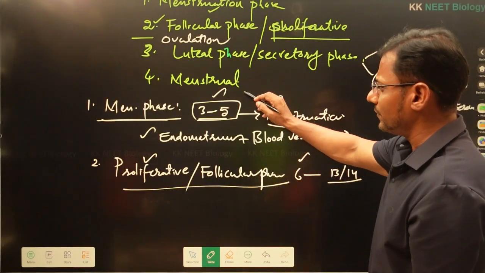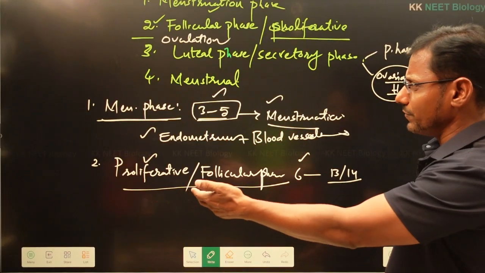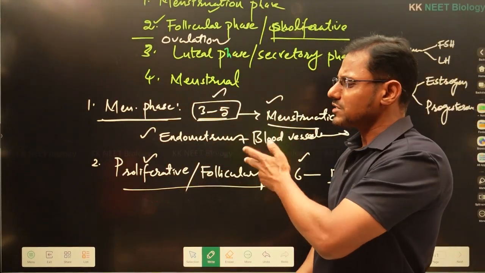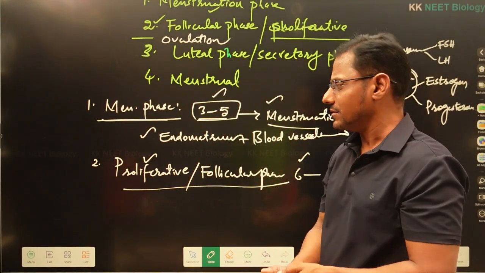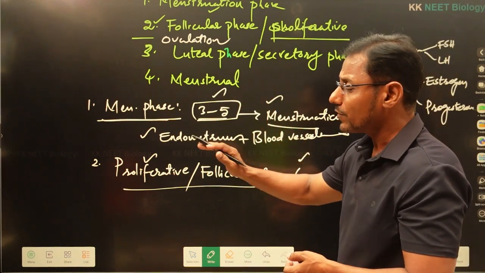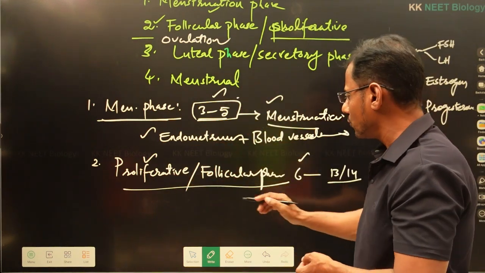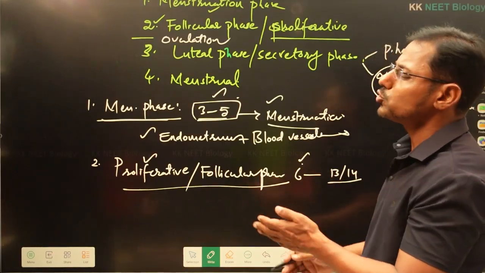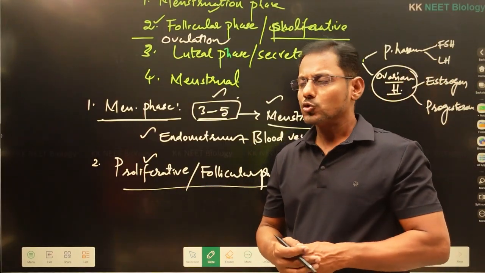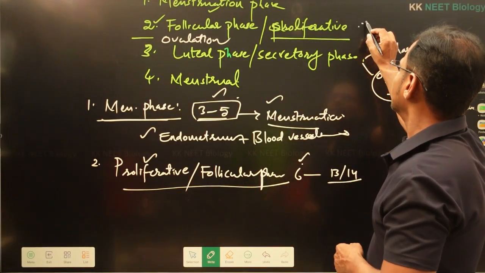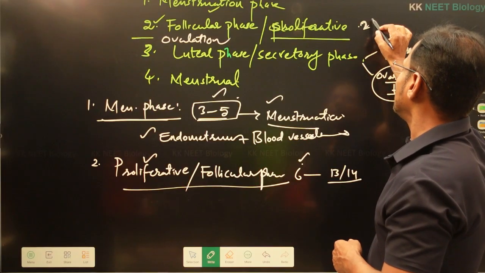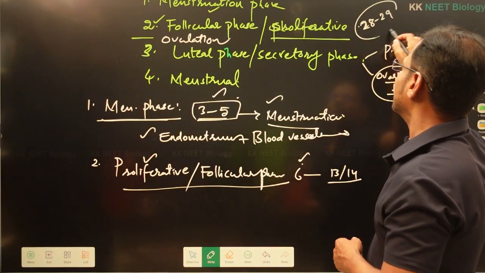Some people may say the menstrual phase extends to the 6th day. If the menstrual phase is up to the 6th day, then the proliferative phase is going to start from the 7th day to the 13th or 14th day. So generally the menstrual cycle completely takes place in 28 to 29 days.